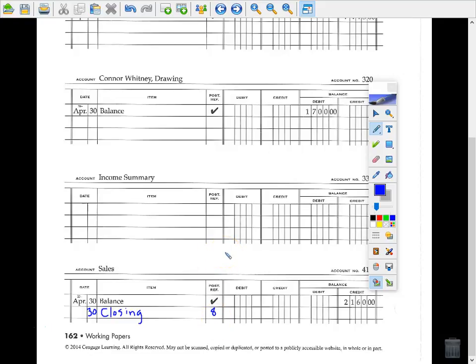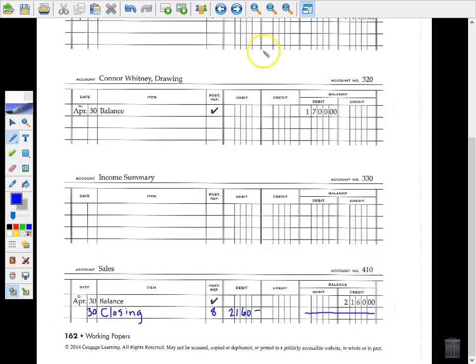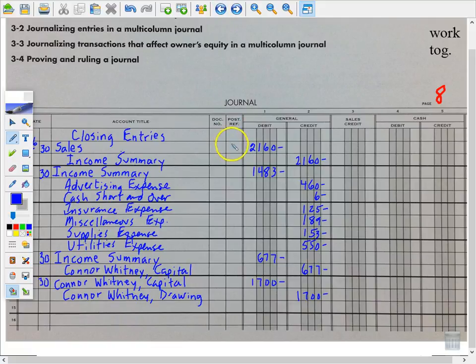Help me out so I don't have to flip back and forth. What was that sales number again? 2160, and that was debited. And to show that this is now closed, we're just going to draw a line like this, showing that the sales balance now going into the next month is 0. Okay, so to complete the posting process, I take the account number for sales, and I come back to the post reference, and I put the account number for sales in the post reference column. And you don't have to worry about anything in the document number column for these closing entries.